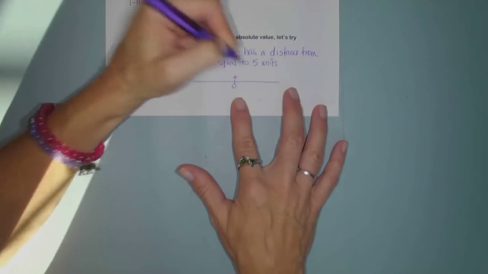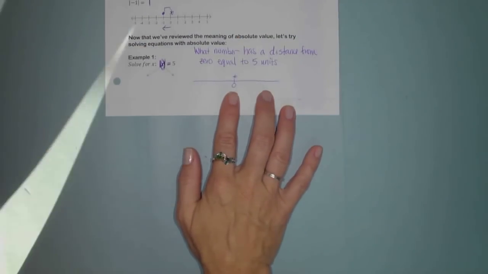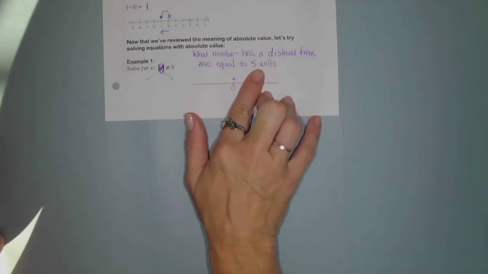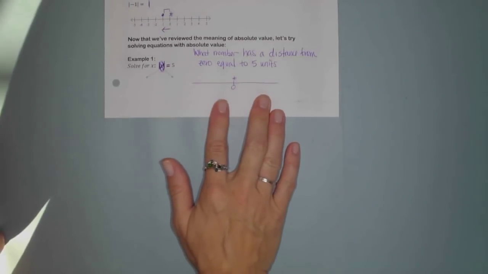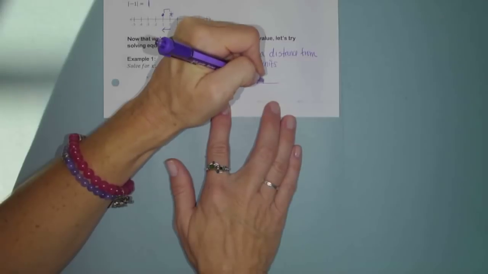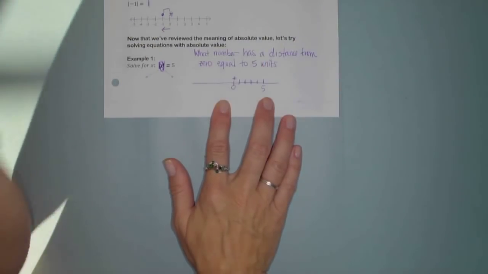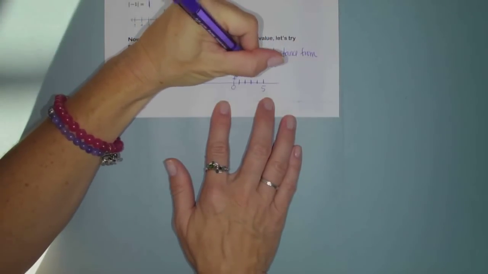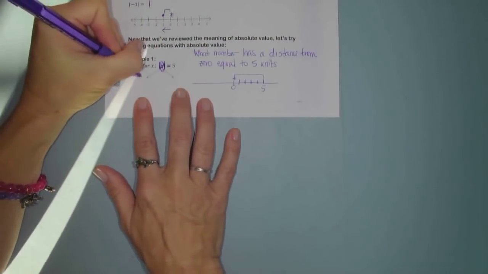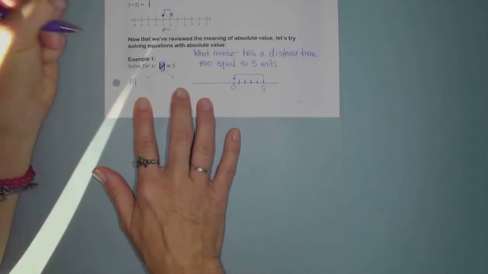Here's 0, X marks the spot. So what number's distance from 0 is 5 units away? Think about that. You can pause the video and think about that. And hopefully what you're thinking is, well, 1, 2, 3, 4, 5. Here is a distance of 5 units. So one number that can go in there is 5.